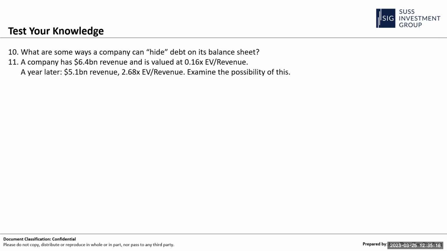13.668. Okay, so based on this, what are some ways that you think this could have happened for the EV to go up by that much and the multiple is going up as well? Mainly because you took on more debt. Okay, so let's do a simple math.